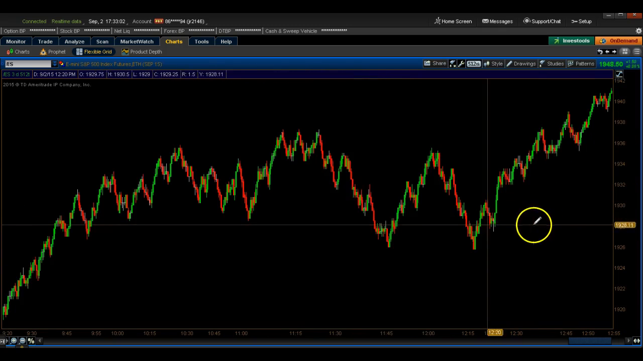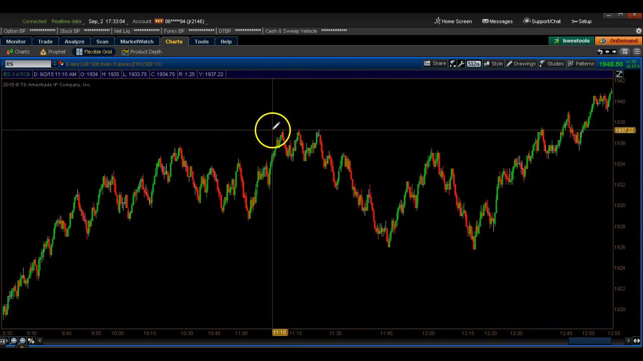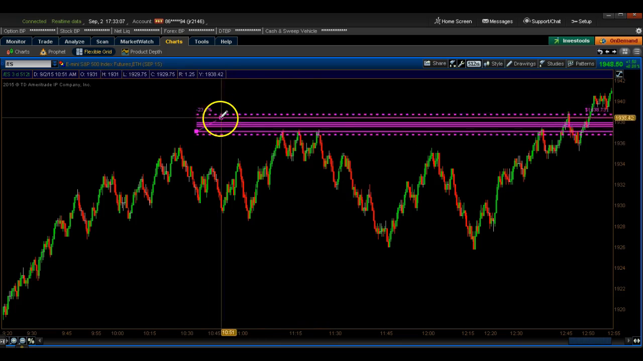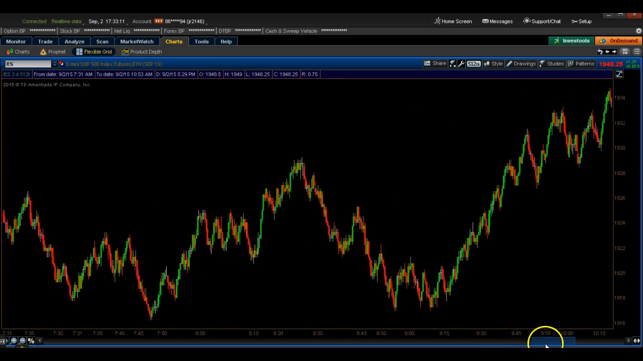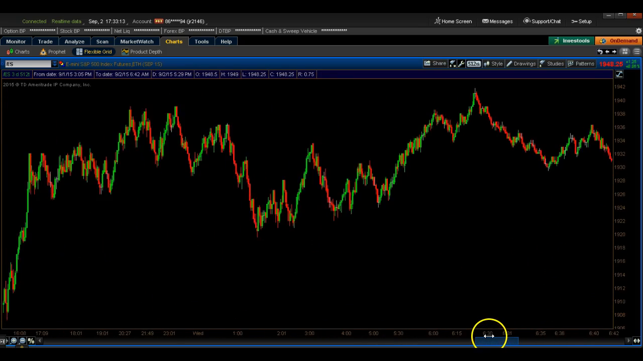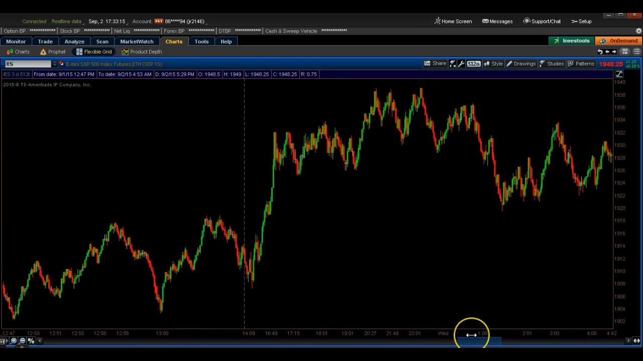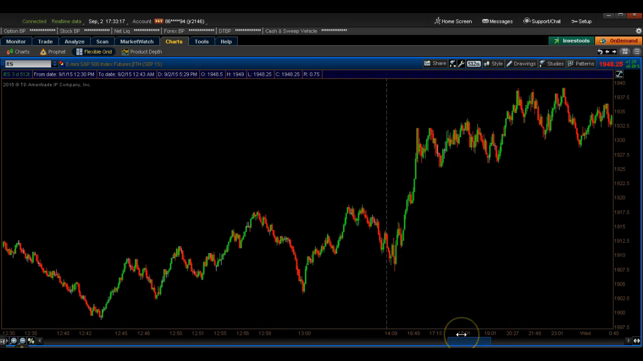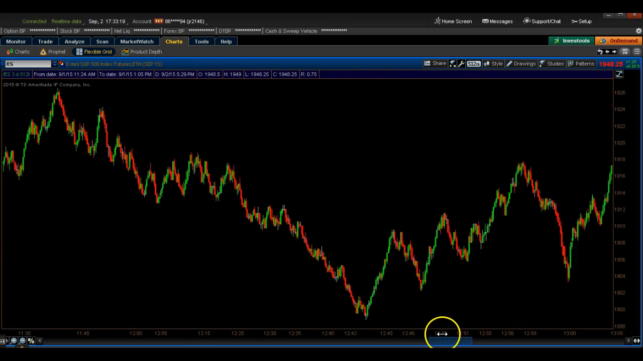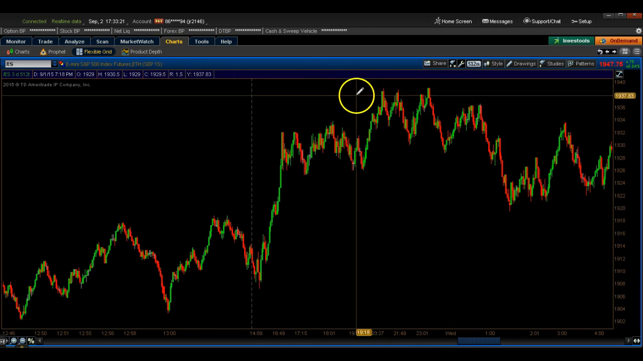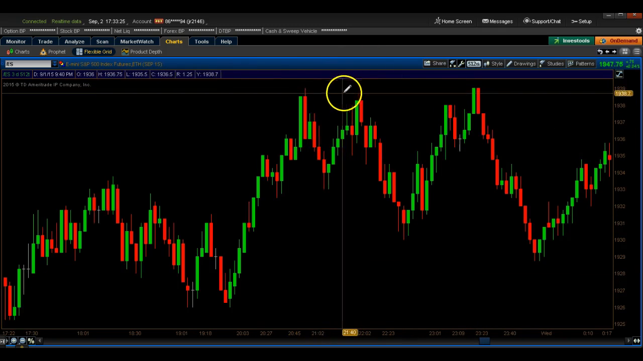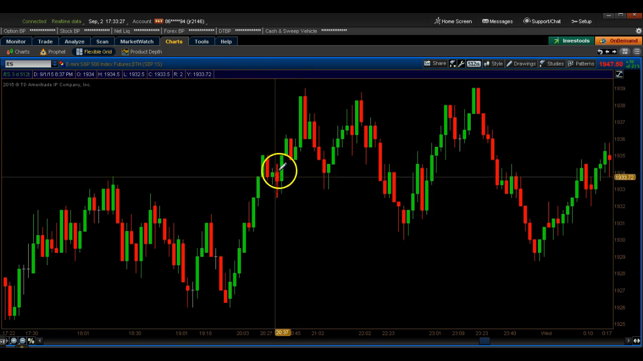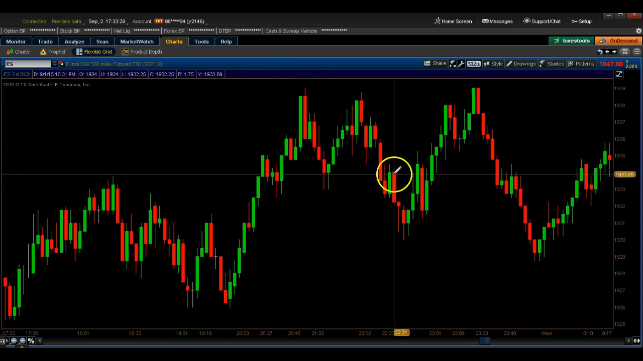Another pattern with the Fibonacci's right here. See how you have a triple top? Remember I told you I like the M patterns, and let me see if I could find a decent M pattern. Okay, here you go. So I like these patterns. It's pretty much a double top, right? So you actually go up, pull back, go up, pull back, right?